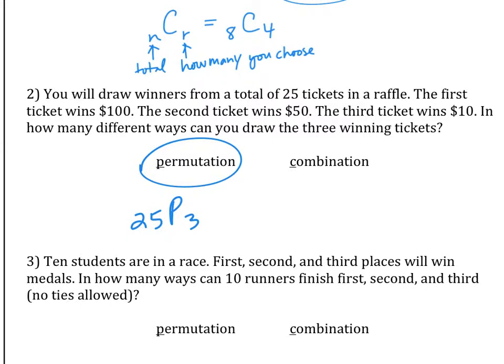From 25 tickets, you want to pick 3. So use your calculator. Okay, 25P3. What's the answer? 13,800. Good. Okay, next one.